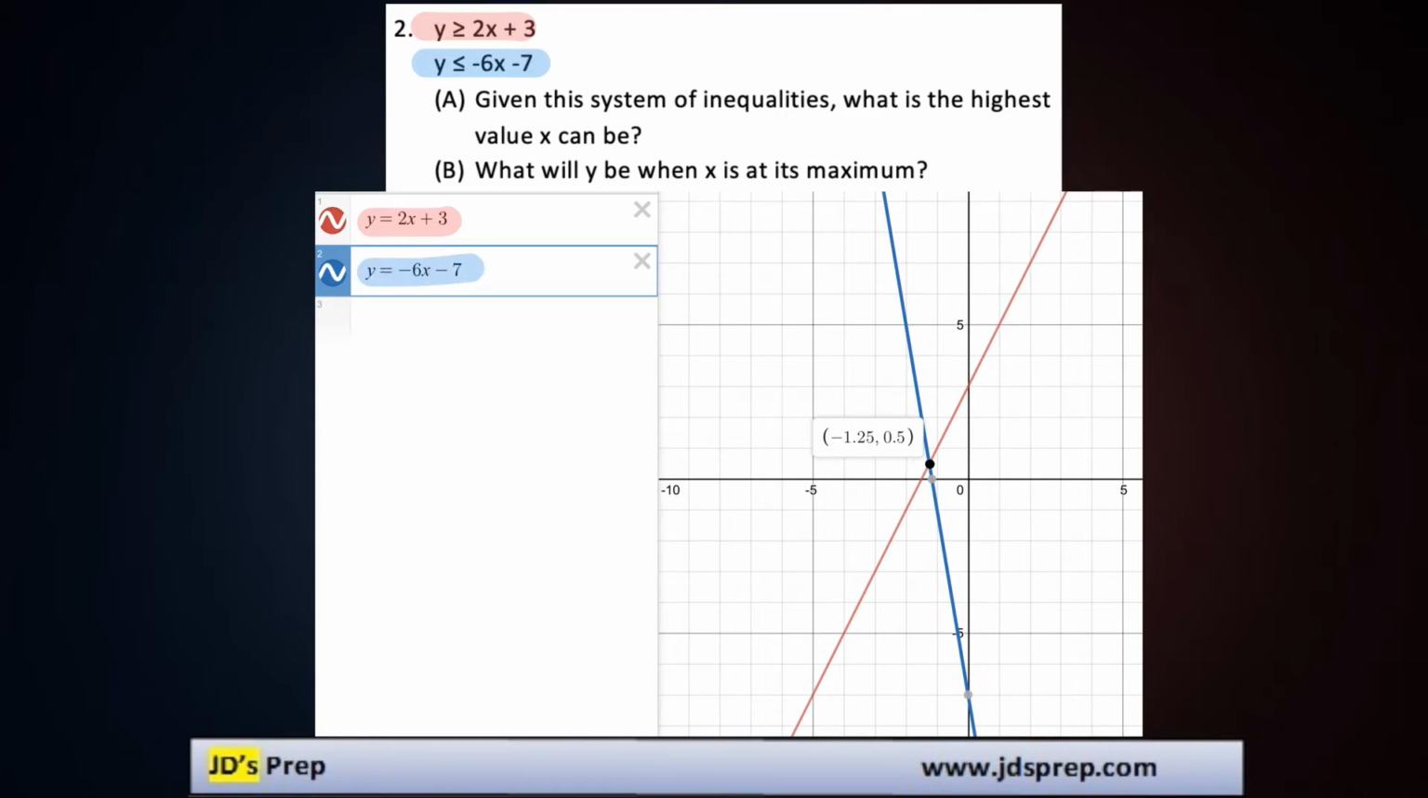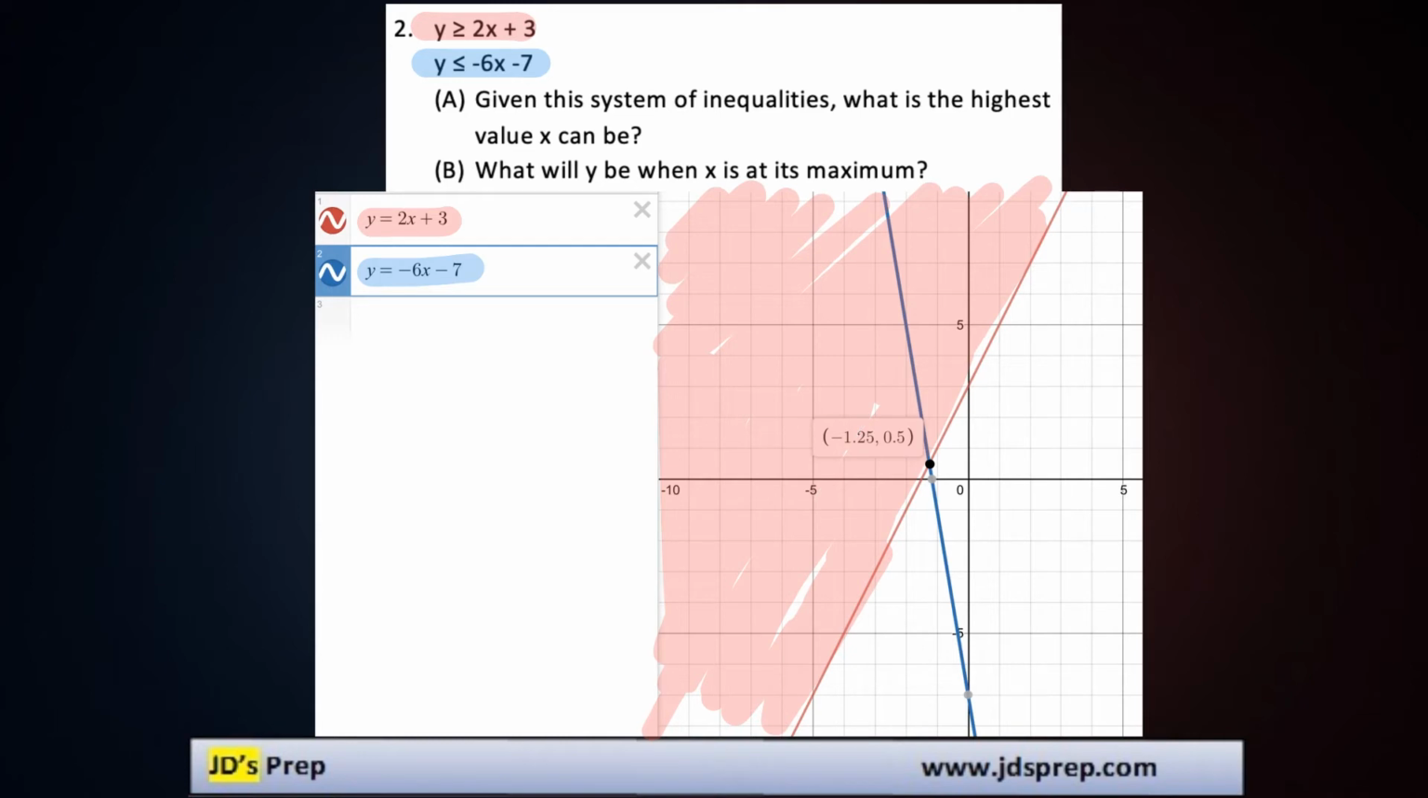Now, we're going to highlight the areas that would be the solutions to each inequality. For example, the first one, we want the inequality that y is greater than or equal to 2x plus 3. So looking at that red line, 2x plus 3, we want all of the y values that are greater or equal to it. So that would be this whole area above that line. All of those points satisfy that inequality.